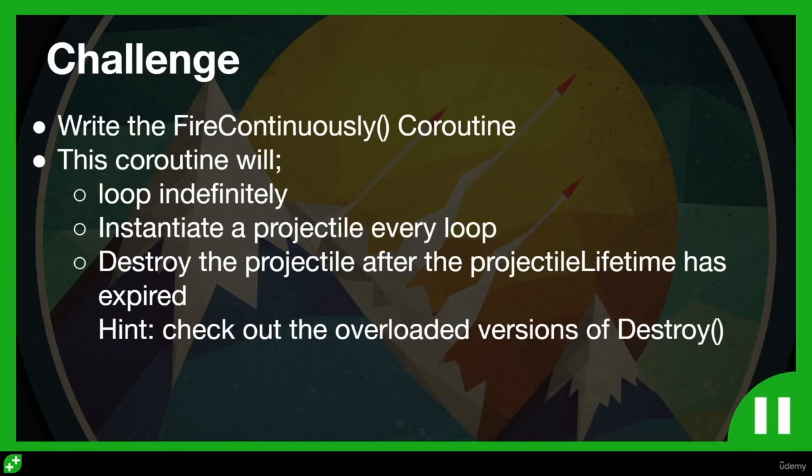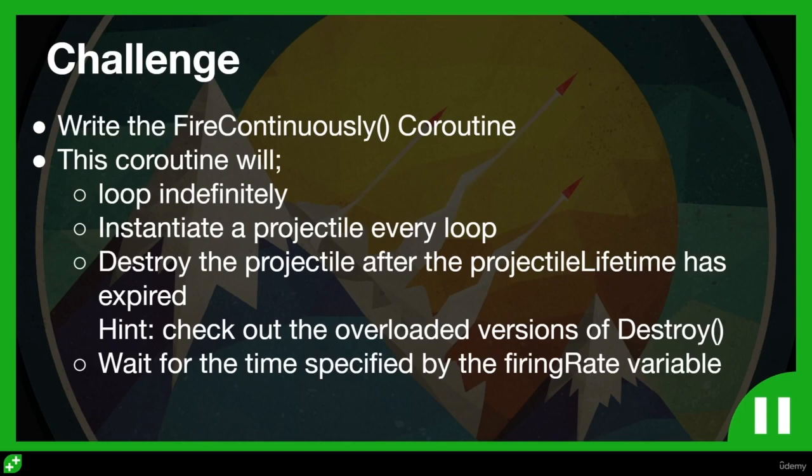And as a hint for this one, check out the overloaded versions of the destroy method that we've used before. Finally, we want to wait for the time specified by a variable we're going to call fire rate. And we haven't actually written this variable yet, so go ahead and add this one as well. So quite a big challenge with a lot of moving parts, but pause the video now and give it your very best shot.